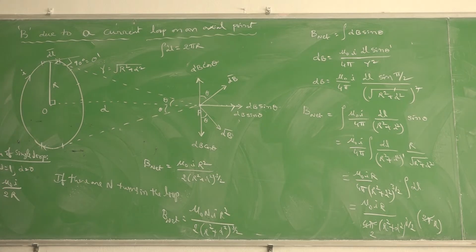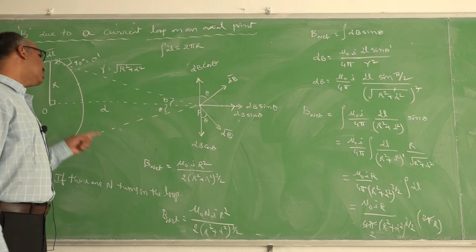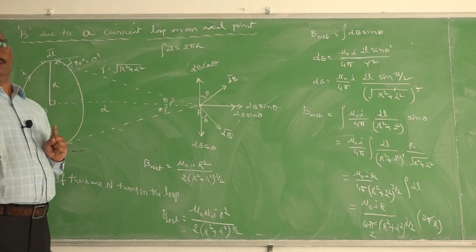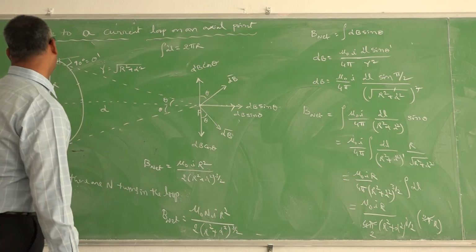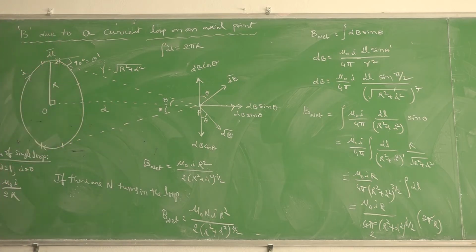So by knowing the general formula, you can calculate at any axial point the magnetic field strength because of a current carrying loop. When the number of turns increases, the magnetic field also increases. If the radius of the loop increases, the magnetic field at the center decreases.